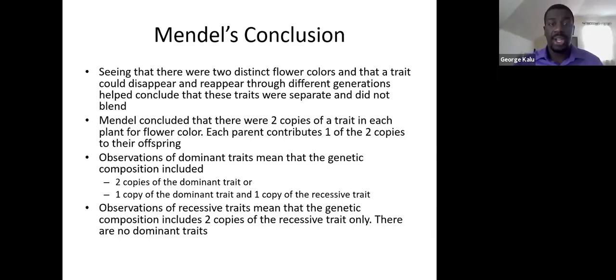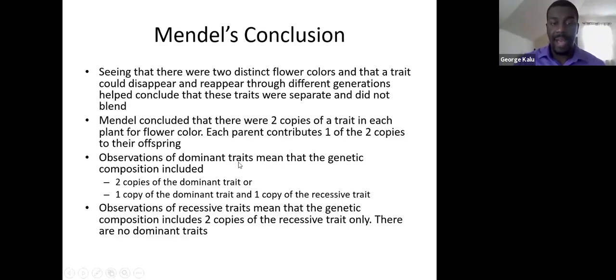Okay, so what that tells him is that each individual has to have two copies of a particular trait. Two copies of that trait are going to be found in each organism. And so each of those parents is going to contribute one copy of that trait. One parent is going to contribute one copy of that trait. The other parent is going to contribute another copy. So the offspring ends up with two copies. Okay, and that's going to be the case for any trait that we look at.